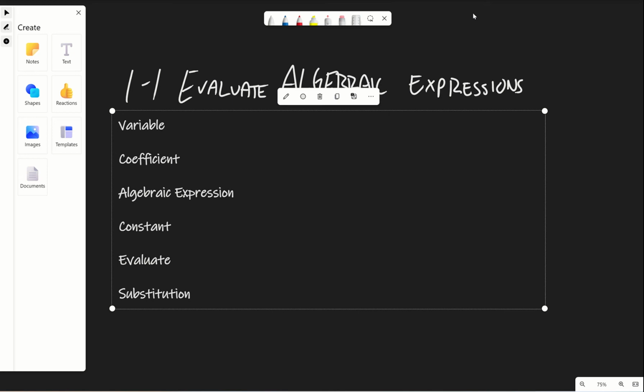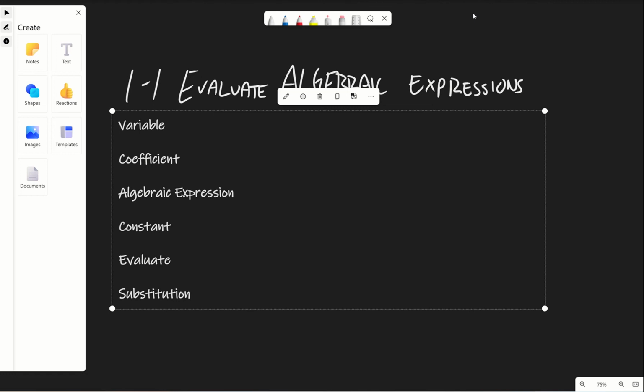Hello, children. Welcome to our first day of math. Now, we're just jumping right into it. This is lesson 1-1, evaluating algebraic expressions. So if you're taking notes, go ahead and title this 1-1, evaluate algebraic expressions.